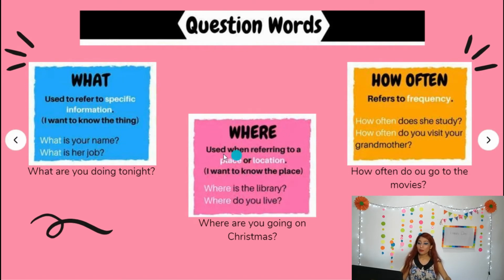Where is used when referring to a place or location. We have, where is the library? Where do you live? I added another example. Where are you going on Christmas? Or where are you going in winter? Where are you going in summer? How often refers to frequency. How often does she study? How often do you visit your grandmother? And how often do you go to the movies?